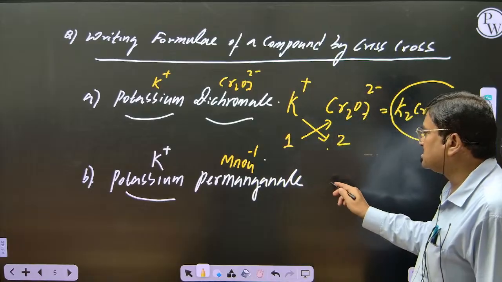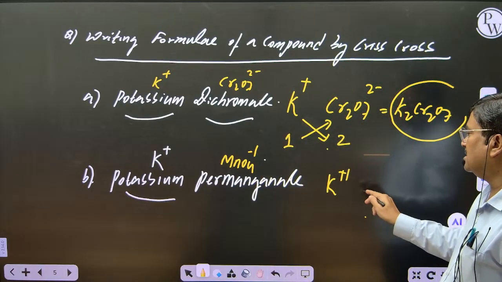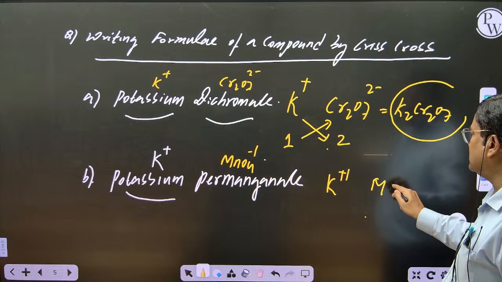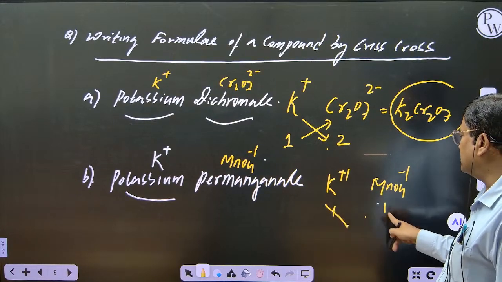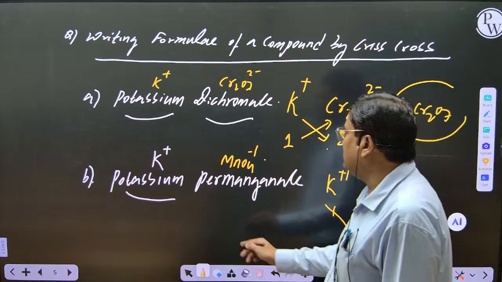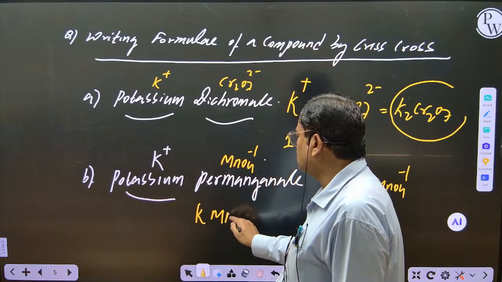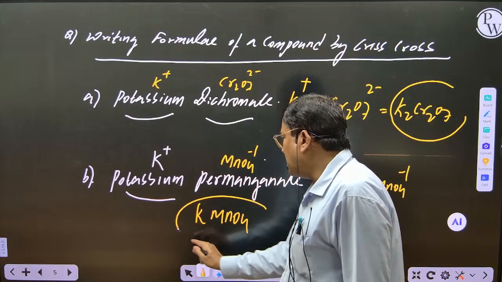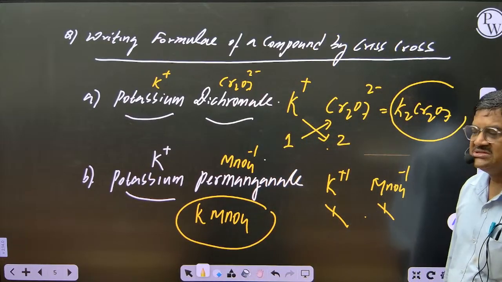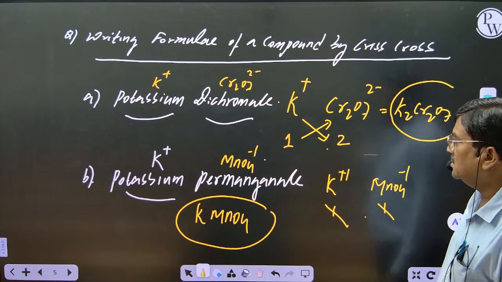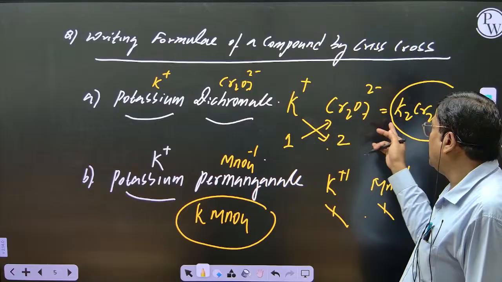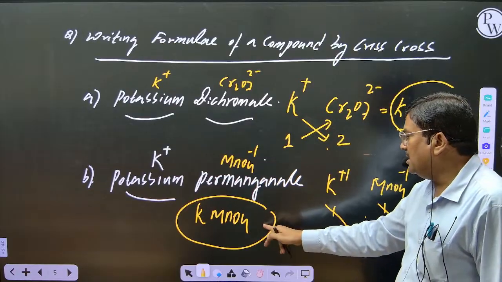So what you do? Crisscross. This is plus 1 and the permanganate valency is also 1. Both the valencies are 1, so they will cancel. So the formula of the compound will be KMnO4. This is potassium permanganate. Simple. So from the crisscross method we are writing the compound. Next, write the heading for the next compound, right? Copied all of it. So this is potassium dichromate, this is potassium permanganate.